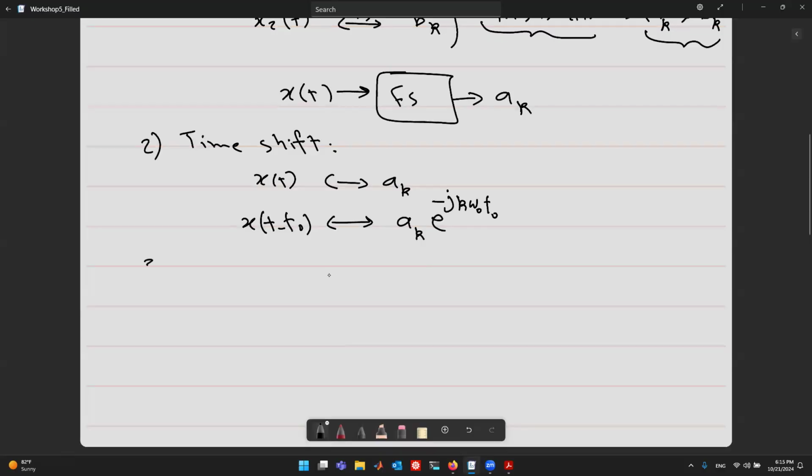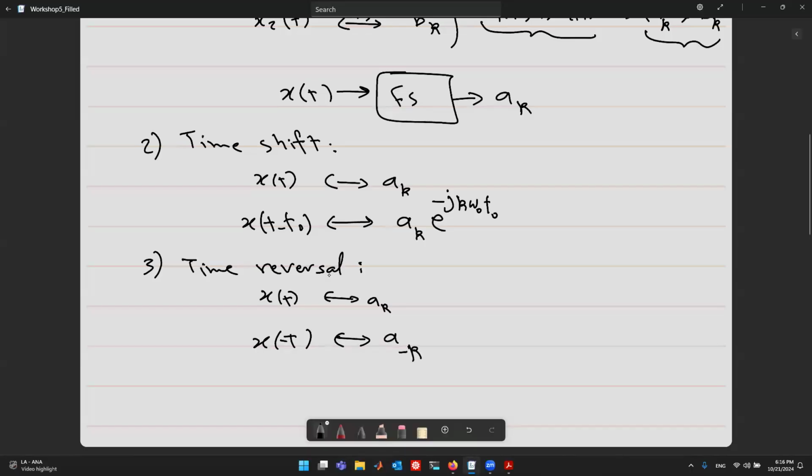Time reversal. This is just a reminder, but you should be able to remember those properties because they are so useful when dealing with Fourier series. If we have x(t) with the corresponding Fourier series coefficients, if we do a time reversal, we'll also have a reversal of the index of the coefficients in the same way.